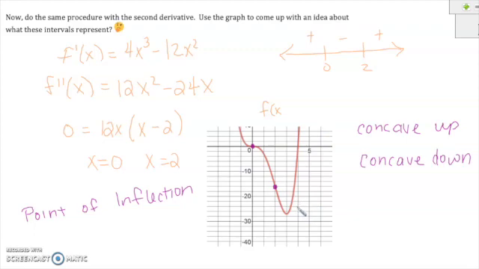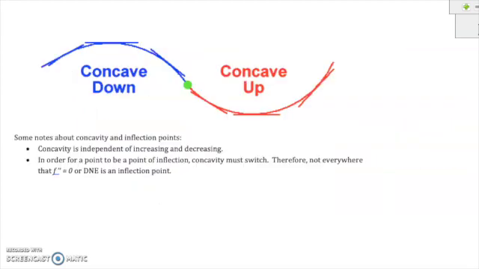And I have a picture on the next page that I'm going to show you guys, but I wanted to show you here. So that's what the second derivative tells us. It tells us where the function is concave up and where the function is concave down. So first derivative tells us increasing, decreasing. Second derivative tells us concave up, concave down.